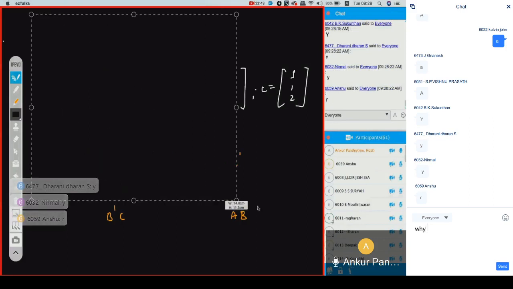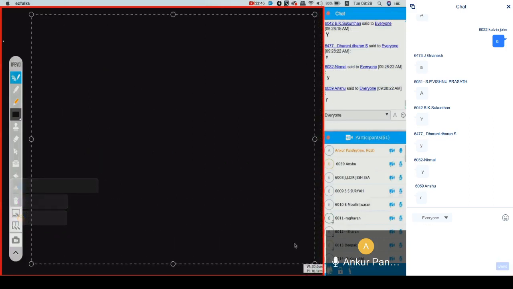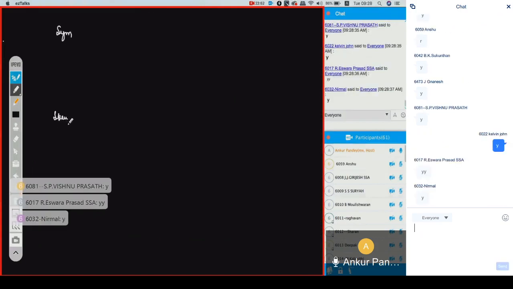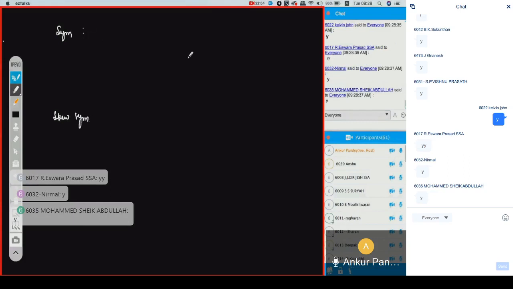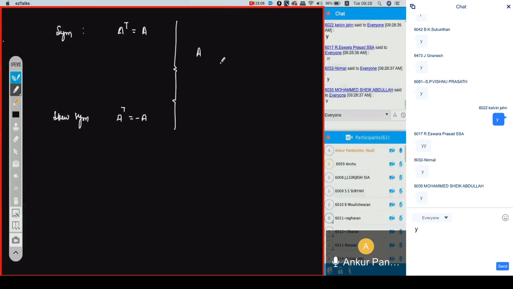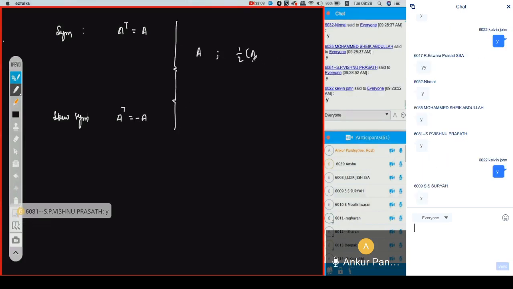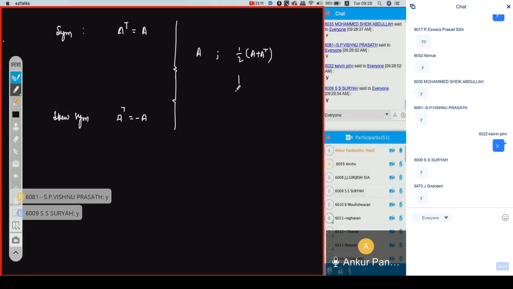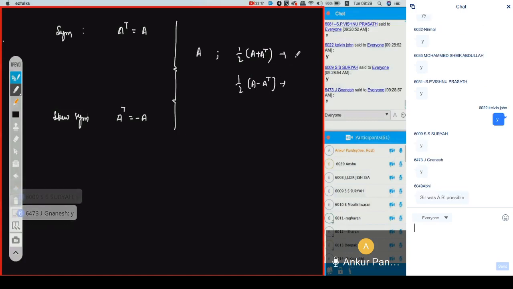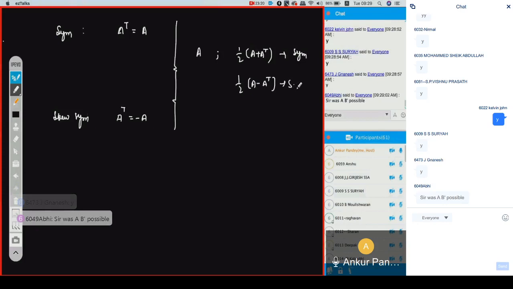Then comes the knowledge of symmetric and skew symmetric. You remember symmetric and skew symmetric? Very good. Symmetric is A transpose equals A. Skew symmetric is A transpose equals minus A. Yes or no? If there is a matrix A, then half of (A plus A transpose) and half of (A minus A transpose) are symmetric and skew symmetric matrices. Clear?